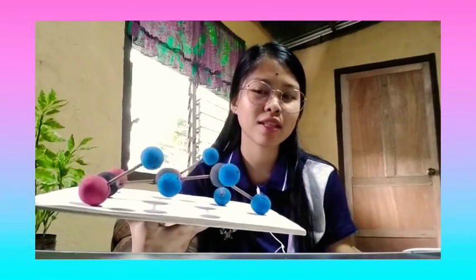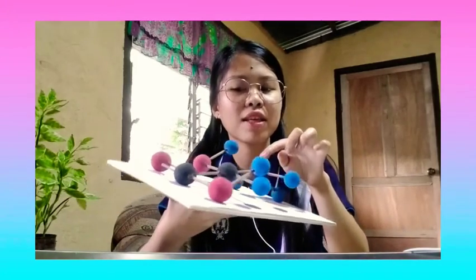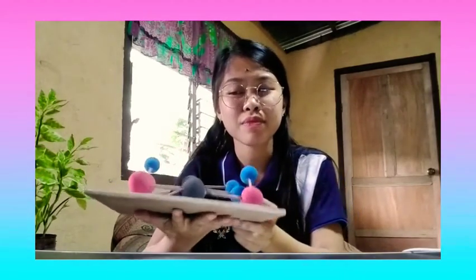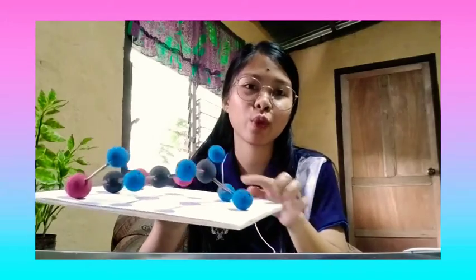In my model, the three carbons in C3H6O3 are represented by these black balls, and the three oxygens are represented by the red balls, and for the six hydrogens, we have here the blue balls.